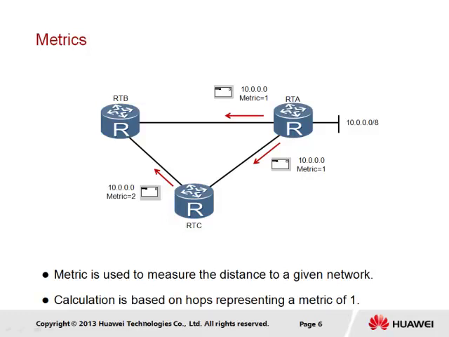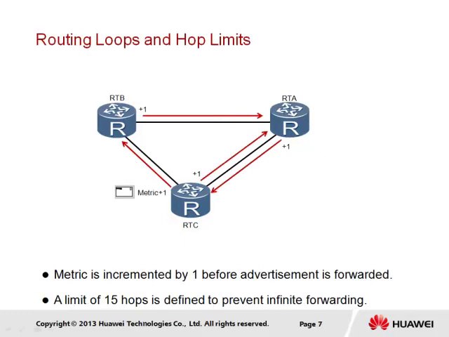The metric is what is used to determine which route constitutes a better route. In RIP, the metric is determined based on hops, and represents the distance to a given network. A lower hop metric, therefore, is considered a better route. In the case of RTB, it learns of the best and, in this case, the only route from RTA and RTC, and is able to determine based on the lower metric that the route via RTA represents the better route to reach network 10.0.0.0.